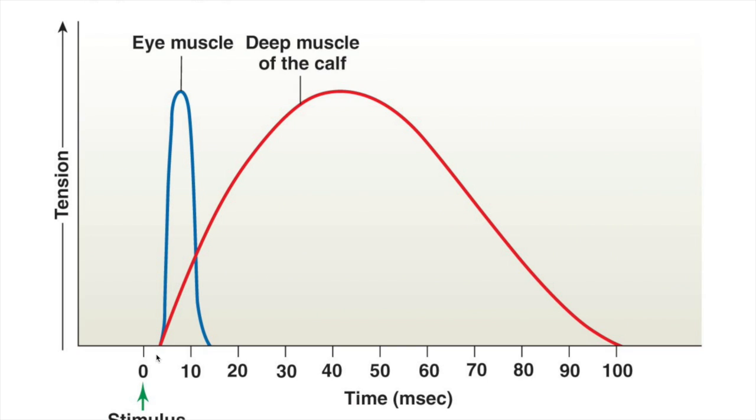Okay, this is what is called a muscle twitch, and it's the response of a muscle to a single stimulus. In smaller muscles, you can see this is the eye muscle, a very small muscle, and here's a big muscle in your calf. You can see that smaller muscles contract and relax faster than larger muscles.